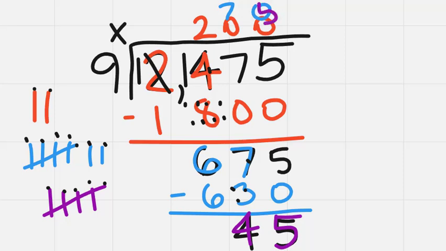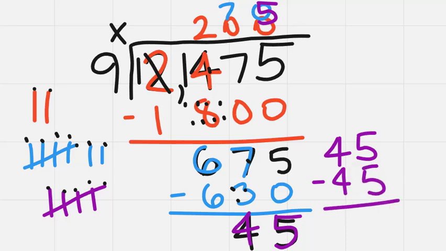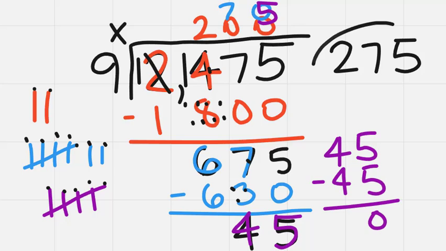We'll put the 5 up top, and then we're going to rewrite 45 because we've run out of room. Then we multiply. 9 times 5 is 45, so we subtract. 45 minus 45 is 0. That means our answer is 275. Be sure to check your work.